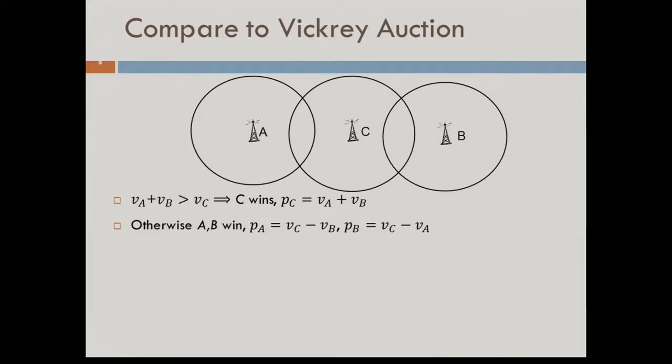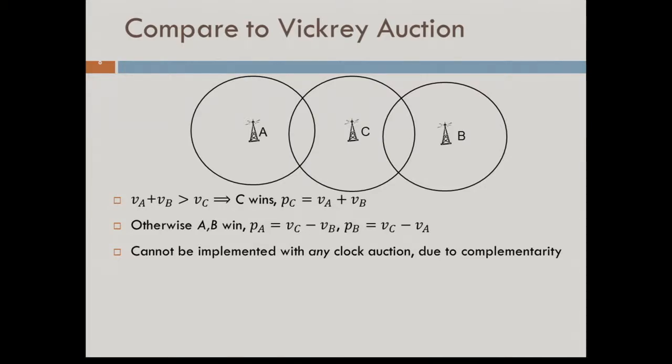In the opposite case, stations A and B will win. Each station will be paid the externality it creates on the broadcast value of the other station. So station A will get paid VC minus VB, and B will get paid VC minus VA. So that's a Vickrey auction. It's very simple. In this setting, there are no computational problems. Okay, what are the problems with that?